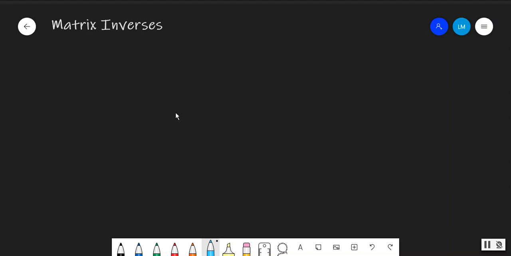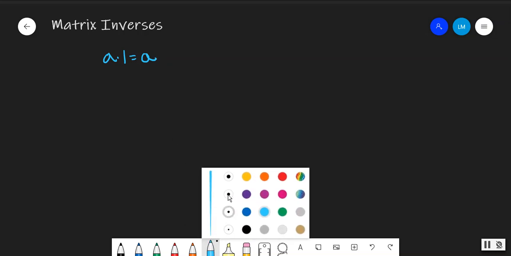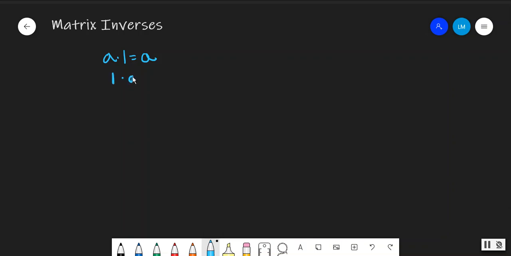In this video we look at some matrix inverses. One thing to think about when it relates to matrix inverses is this: if I take A and multiply it by 1, I know that I'm going to get A. That much is clear. If I multiply by 1 on this side, I still get A. Well, that's nice.